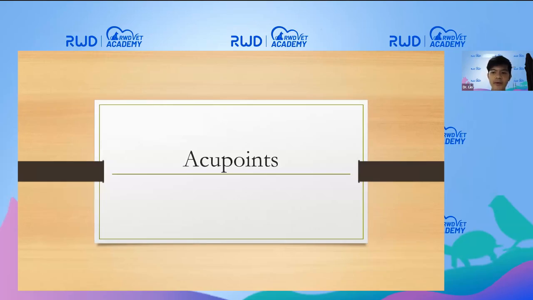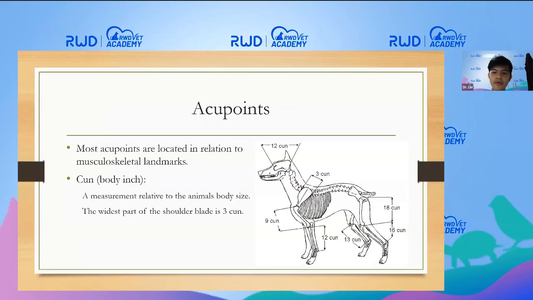Then, where are the acupoints of animals? Most acupoints are located in relation to musculoskeletal landmarks, so a brief review of some pertinent anatomy of the dog is necessary. The Cun body inch is a measurement relative to the dog's body size. It is used to find acupoints. It is easy to remember that the widest part of the shoulder blade is 3 Cun. This is the most important measurement.